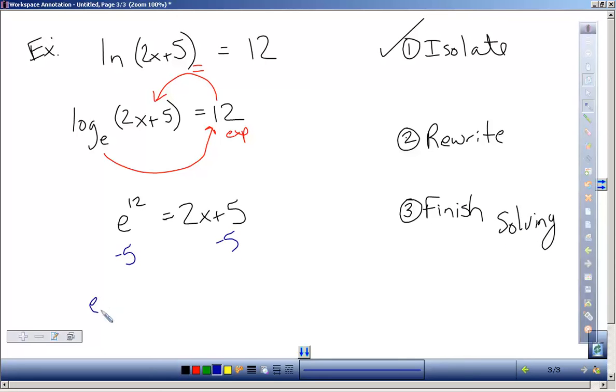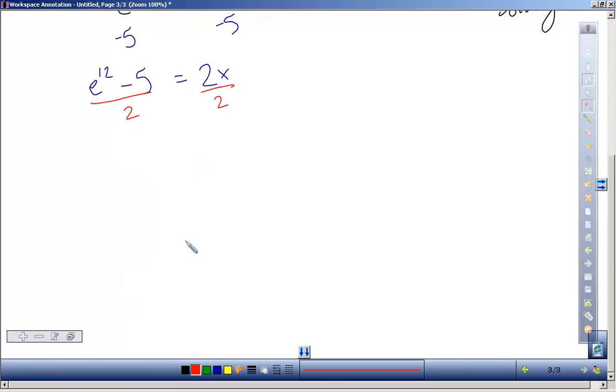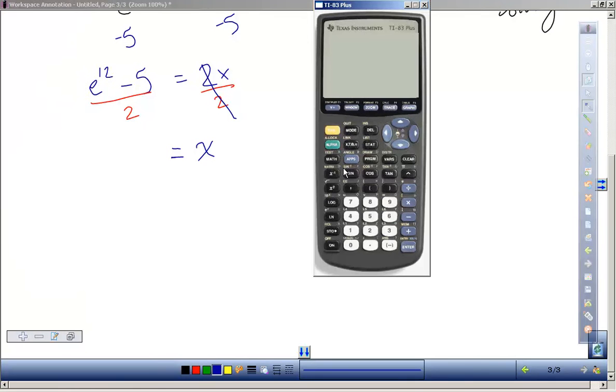And so to do that, I am going to have to subtract 5 from both sides. So I have e to the 12th minus 5 is equal to 2x. Then I'm going to divide everything by 2, and this is where my calculator is going to come into play here.